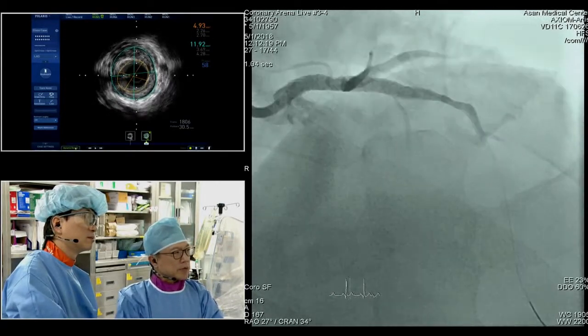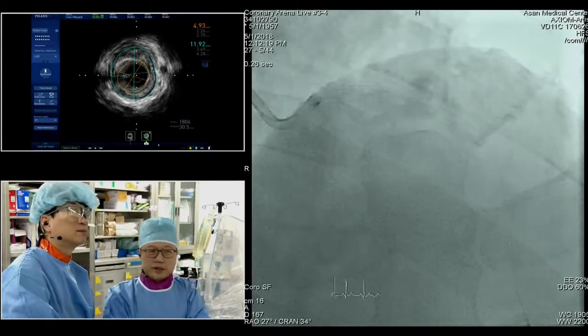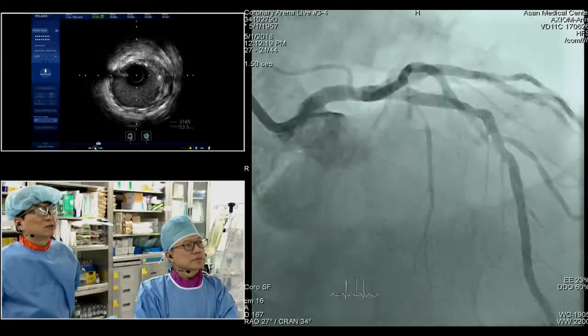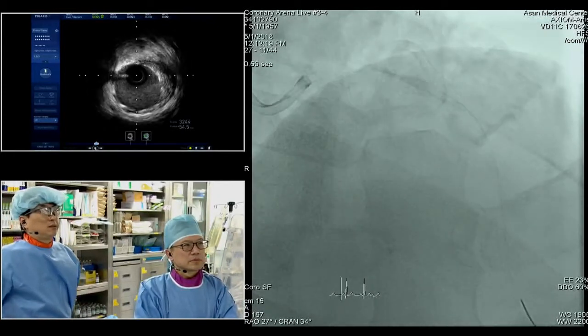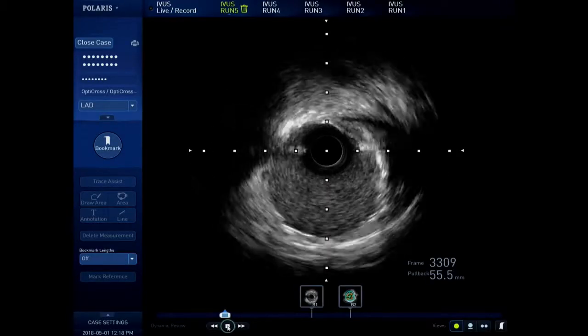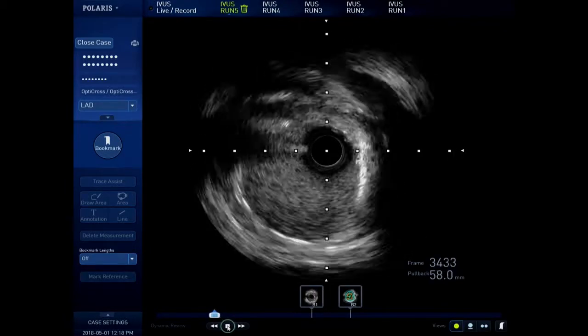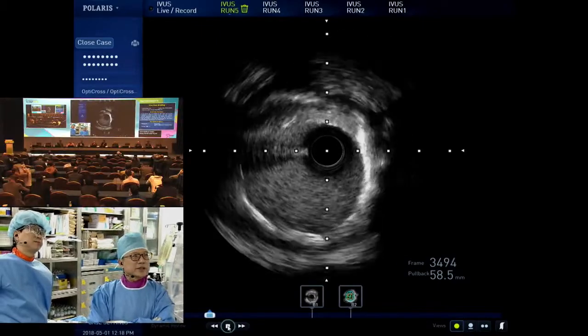So how about left main? How does the distal left main look? The tightest portion before treatment. So this is just the distal left main right here, right?